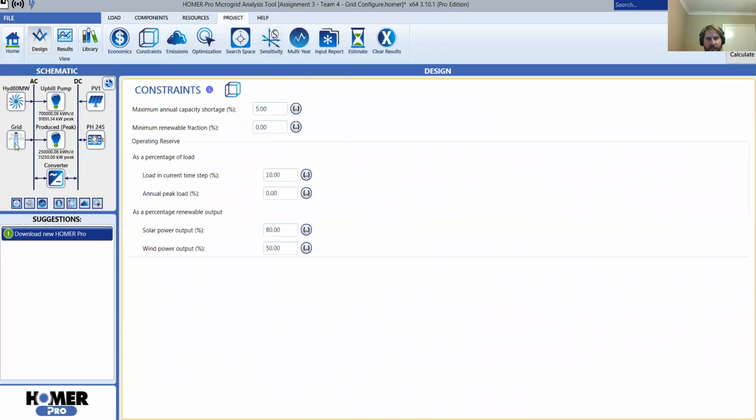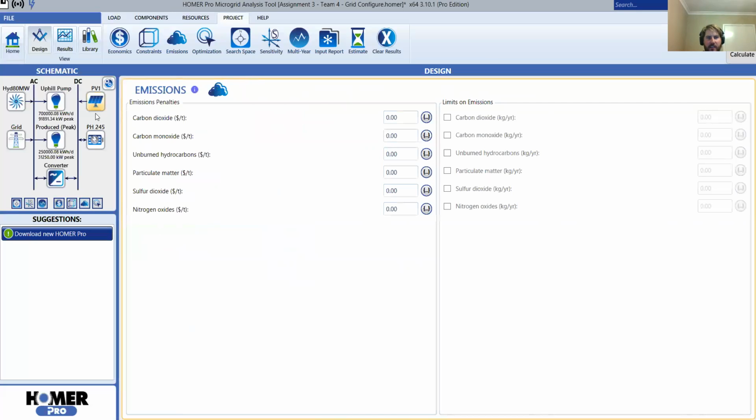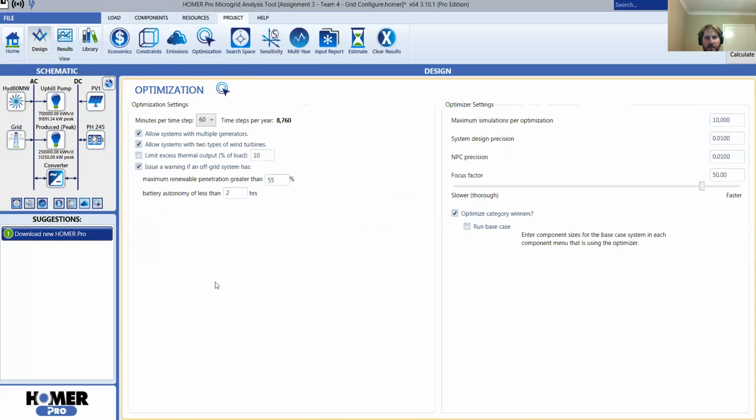Next one's constraints. I haven't touched that at all. Those are the things, if anyone's got any ideas. Next one's emissions. So this might actually be fairly important. At the moment, there's no carbon tax, so I mean that's just going to be zero. So yeah, if someone does find these figures, I can plug them in fairly easy. I don't think it's going to affect our results too dramatically. Last one's optimization, and that's just more the calculation of software.